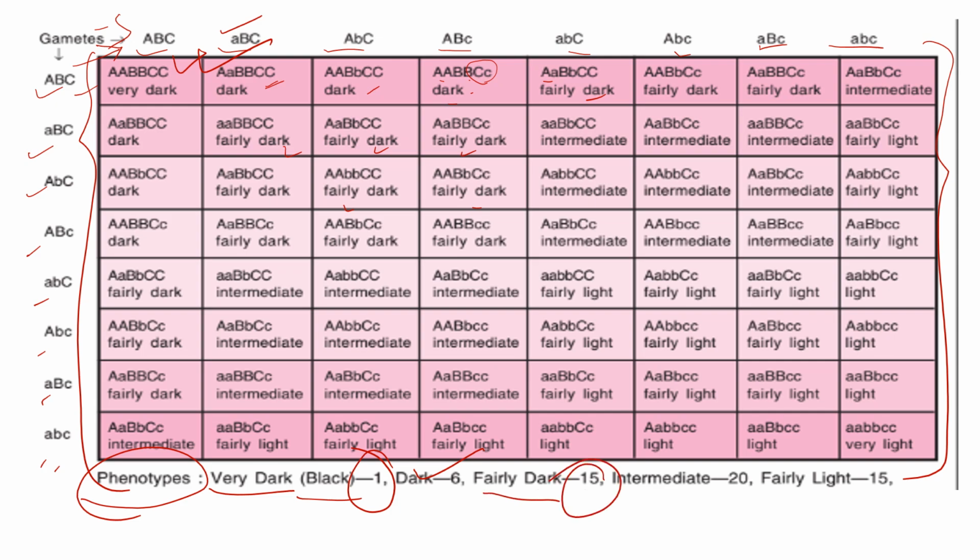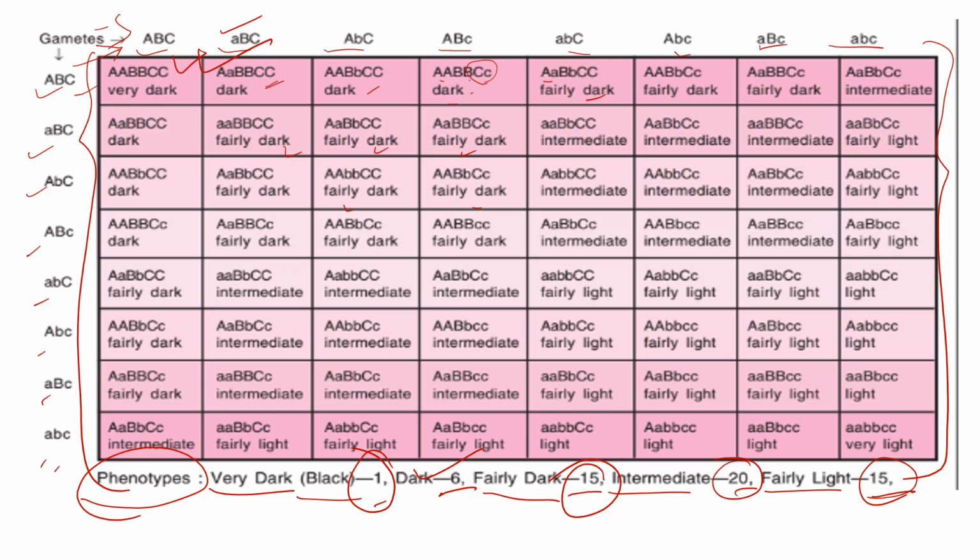Fairly dark, 15 combinations are there genotypically. Intermediate is 20 and fairly light is 15. So what we are seeing is the phenotypic ratio of 1:6:15:20:15:6:1. So this is the phenotypic ratio of this F2 generation, and this is what will be visible among the offspring: very dark, dark, fairly dark, intermediate, fairly light, light and very light. So this is the Punnett square.